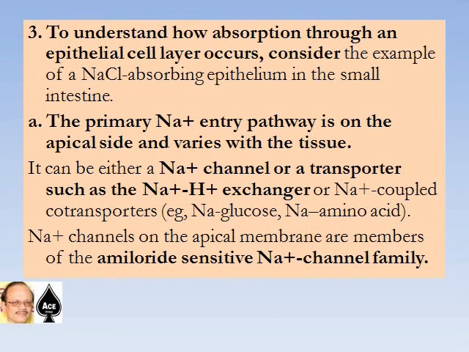To understand how absorption through an epithelial cell layer occurs, consider the example of sodium chloride absorbing epithelium in the small intestine. The primary sodium entry pathway is on the apical side and varies with the tissue. It can be either a sodium channel or a transporter such as the sodium hydrogen exchanger or a sodium coupled co-transporter like sodium glucose and sodium amino acid. Sodium channels on the apical membrane are members of the amiloride sensitive sodium channel family.